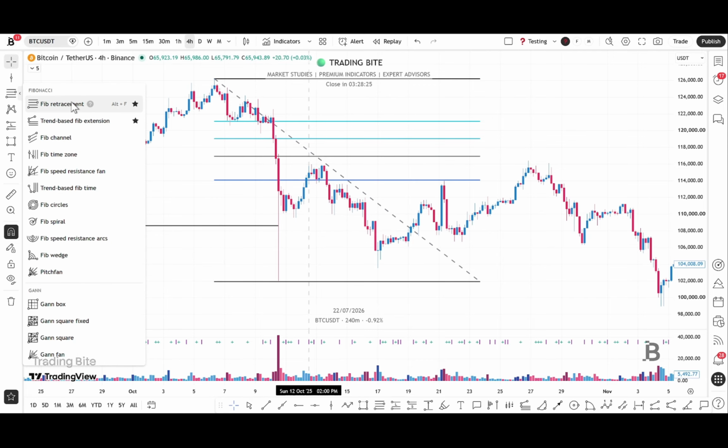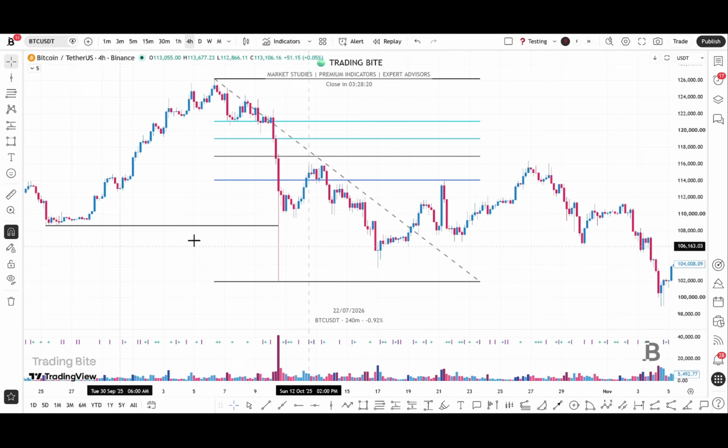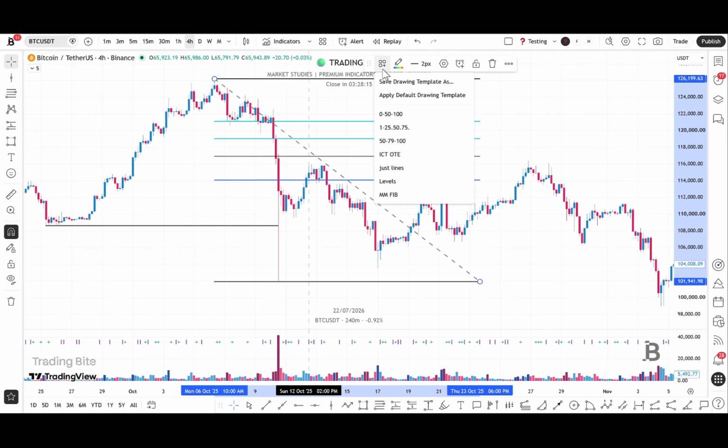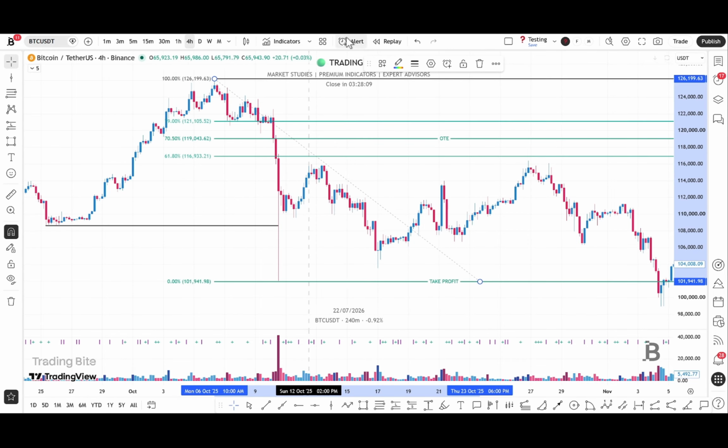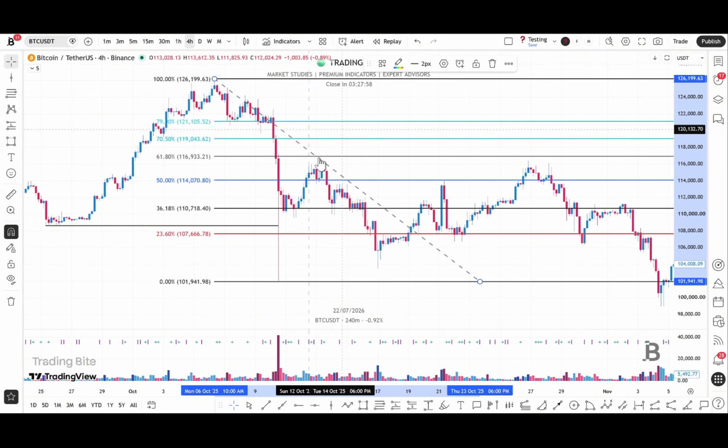It will be somewhere here. This is a fib retracement. You can mark it as a favorite, and then it will be different shapes. So I saved different templates for different reasons, and it's totally up to you. But let's keep it with the labels so you can have a clear idea what we are talking about.